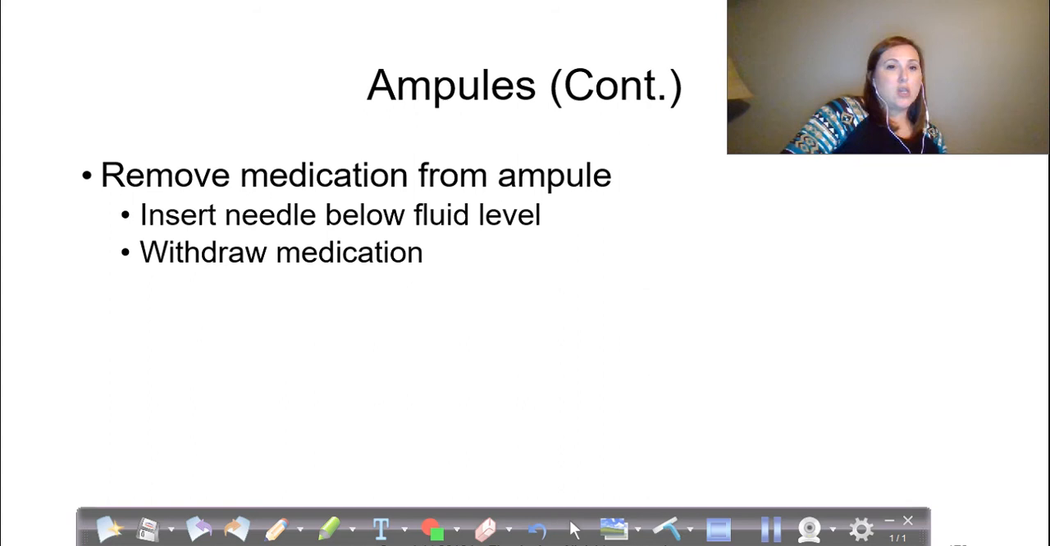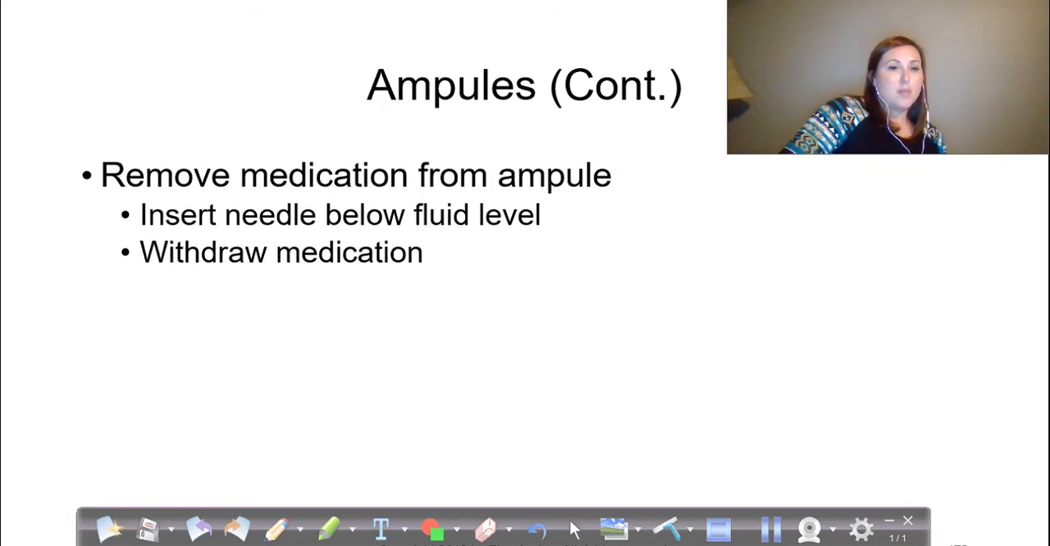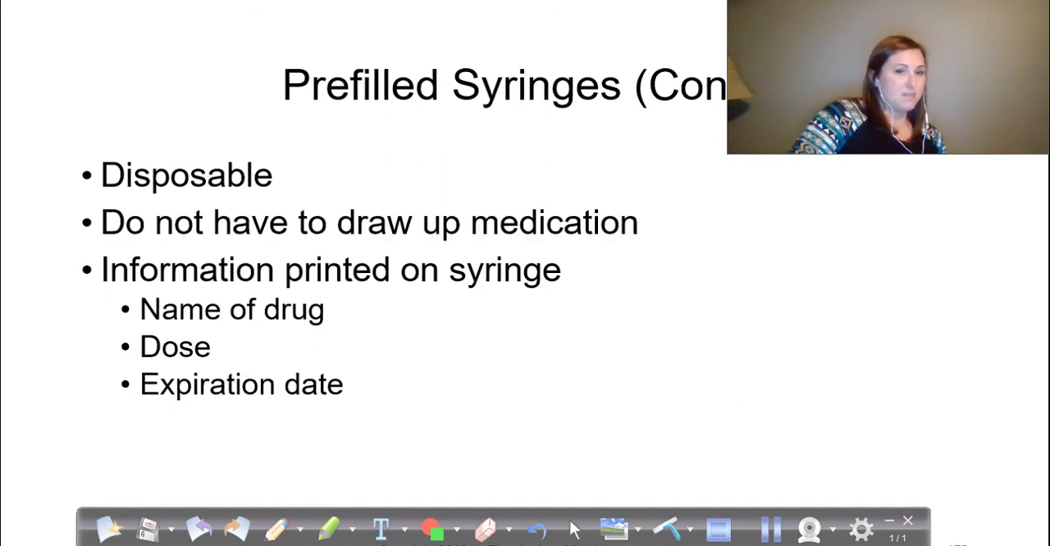You can actually hold an ampule upside down. There's some surface tension in that ampule, so if you turn it upside down and you have your needle in, it's not going to leak out. You can withdraw your medication from the ampule. You don't see them a lot anymore, but they are used a lot with epinephrine or epi to give during an emergency.